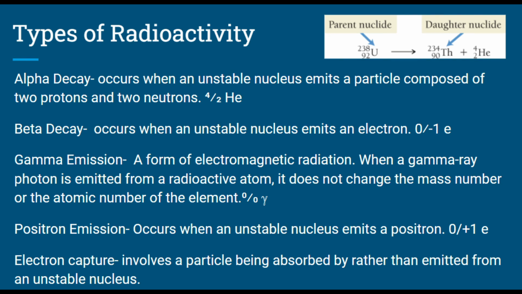For beta decay, this occurs when an unstable nucleus emits an electron. This also kind of spits it out, but instead it emits an electron. For this, we would be using 0 over negative 1 E. And E doesn't stand for an element, it just stands for an electron.